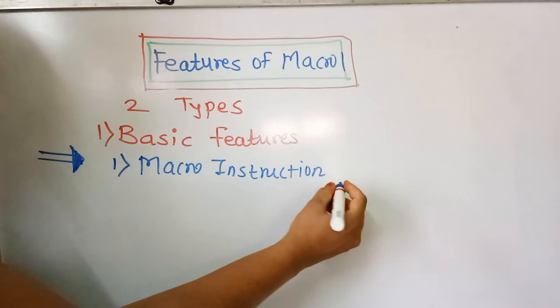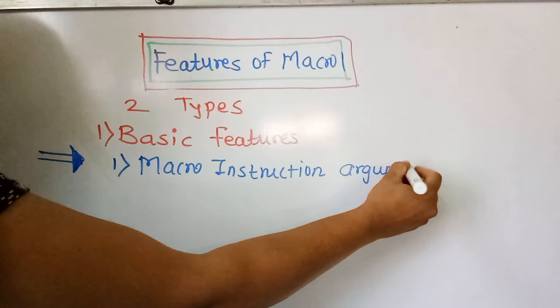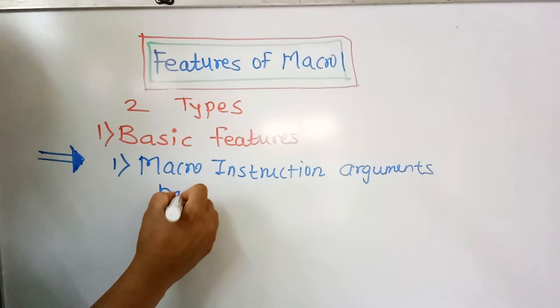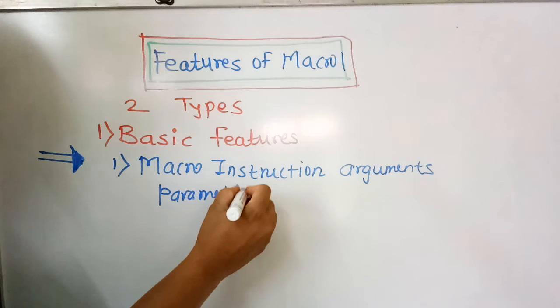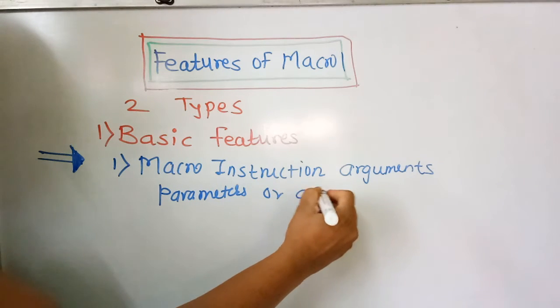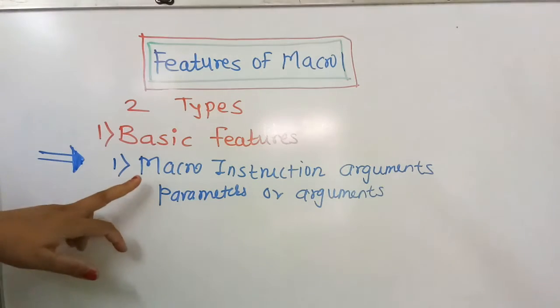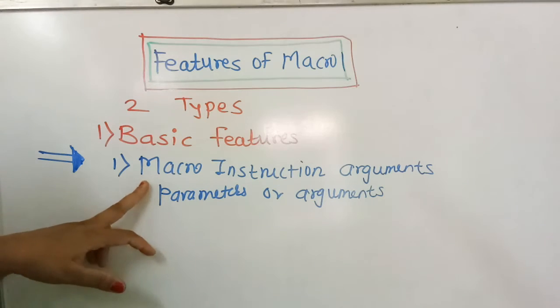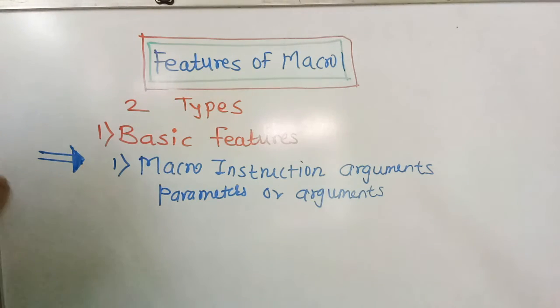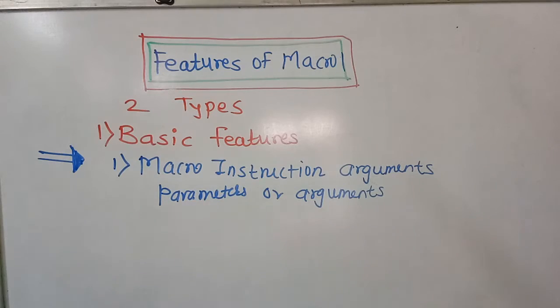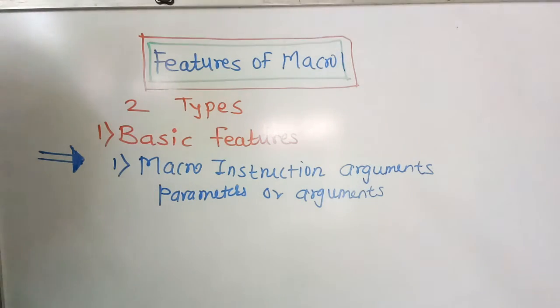instruction arguments, parameters or arguments. Okay, what does this mean? This is nothing but it gives us the notification or the information of the actual parameters that are handled by the macro definitions. So it is the basic facility provided by all the macro processors. At the time of expansion, all formal parameters of the macro definitions are replaced with the actual parameters.